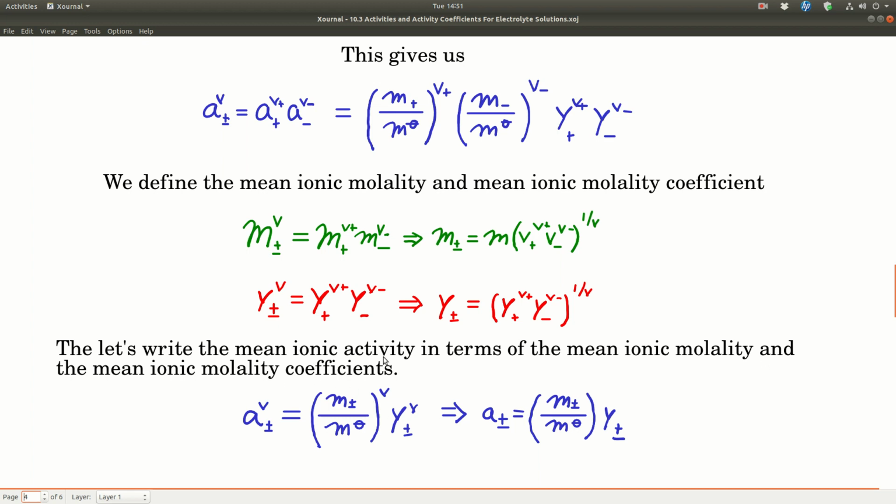Now we can write the mean ionic activity in terms of the mean ionic molality and the mean ionic molality coefficients. So what we're doing is we're substituting these guys up here to get this. And so we get the mean ionic activity to the vth power is equal to this, or that mean ionic activity is equal to the ratio of the mean ionic molality over 1 molal times the mean ionic molality coefficient.